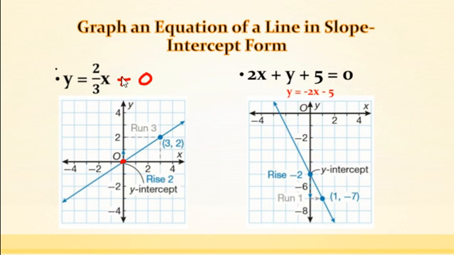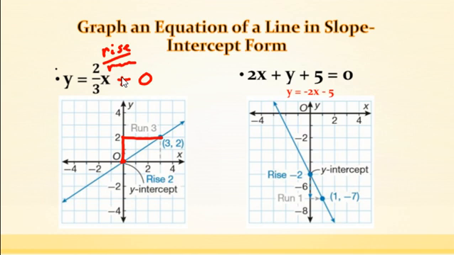And then I use my slope. Remember, slope is rise over run. So I go up 2, 1, 2, to the right 3, 1, 2, 3. And why do I go to the right? Because I have a positive slope. And positive slopes go up from left to right.